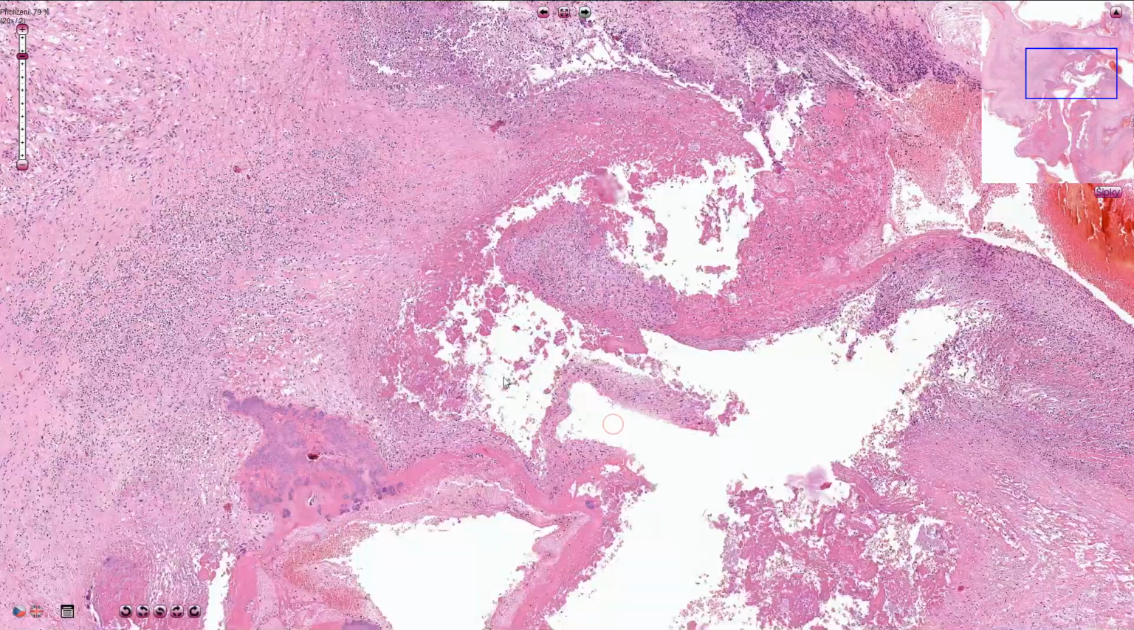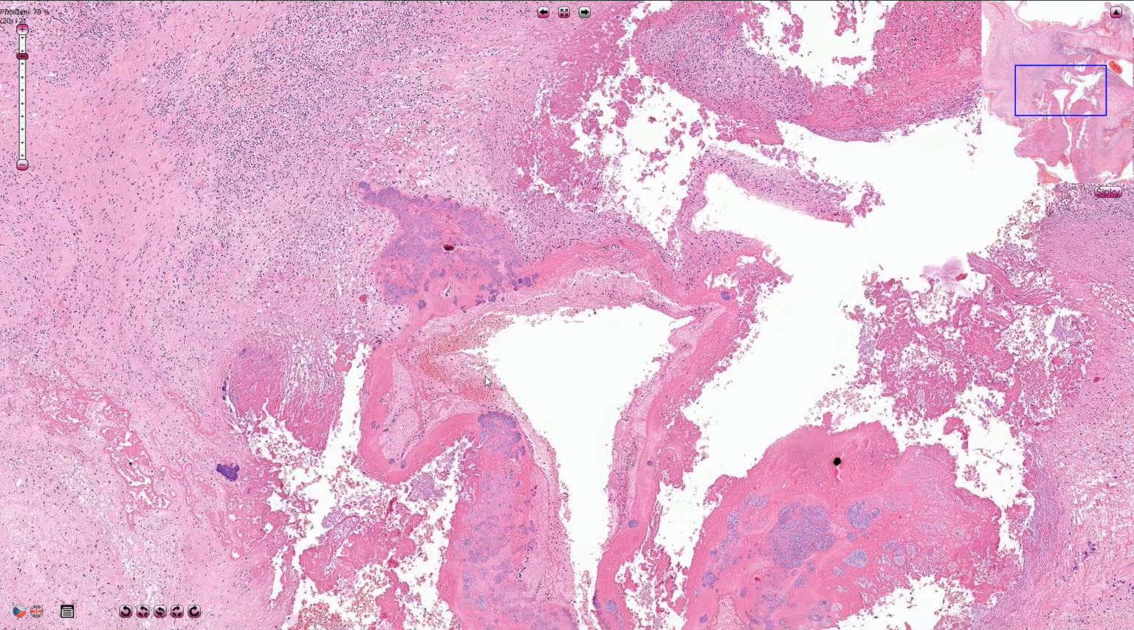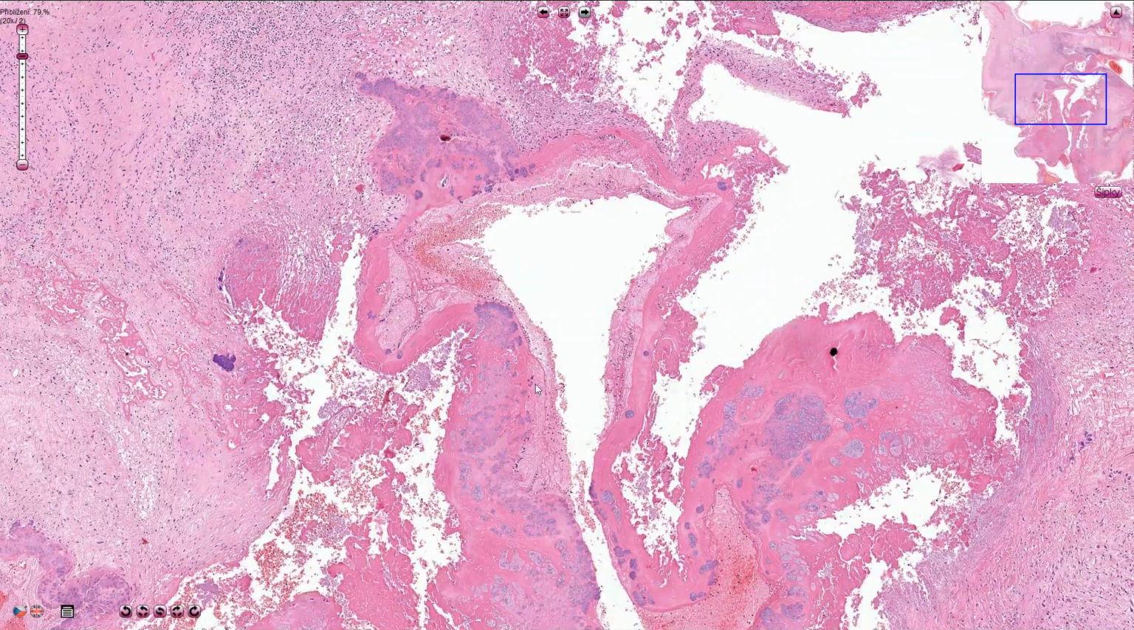And over time, the vegetation can be organized by granulation tissue, and sometimes, especially after longer aggressive antibiotic therapy, the bacterial colonies are no longer visible.